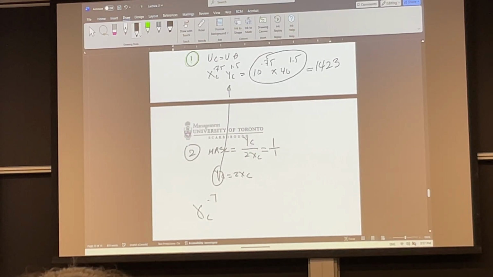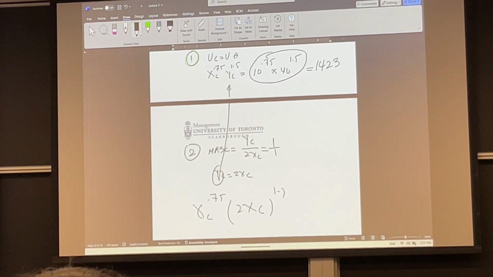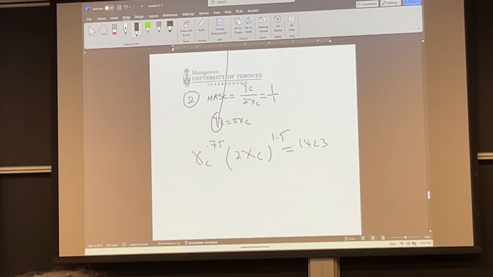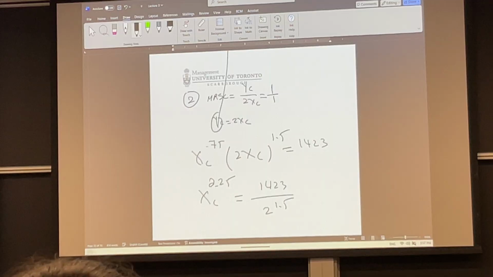XC 0.75, 2XC 1.5, that's 14. If you solve it, that would be XC 2.25 equal to 1423 divided by 2, 1.5. I'm going to eliminate this one by reversing the power.